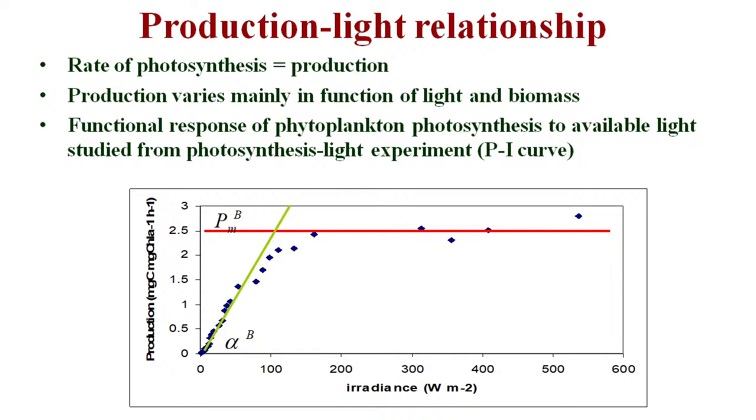This PI curve is important if you want to estimate primary productivity on a regional or global scale using satellite derived chlorophyll data. So you need to have these PI parameters: alpha B, the initial slope normalized to biomass, and the productivity maximum also normalized to the biomass. If in a sample you have more chlorophyll, of course you will have more productivity, and if there is less chlorophyll in the water, you will have less productivity. So it is required to be normalized by the biomass to get a meaningful number.